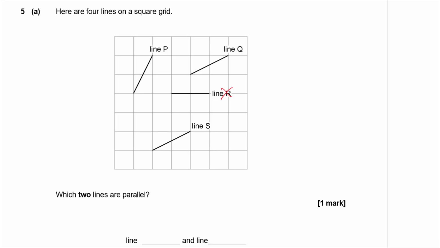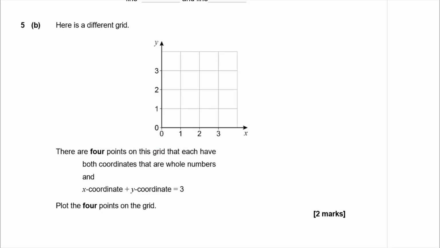Now, if you look at P, that's like 1 along and 2 up. Q is 2 along and 1 up. And S is 2 along and 1 up. So it's going to be Q and S then that are parallel, aren't they? Because they have the same gradient. So Q and S. 5b says here's a different grid.